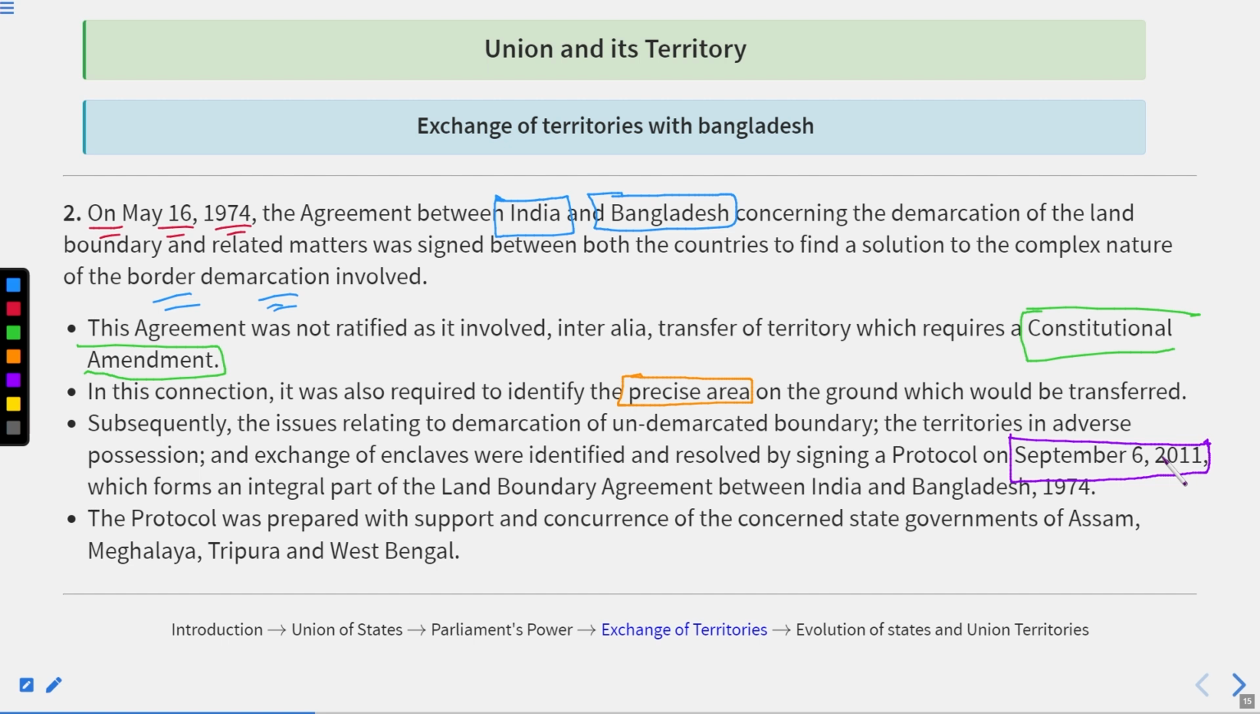All right. So basically, this forms an integral part of the Land Boundary Agreement between India and Bangladesh, 1974. The protocol was prepared with the support and concurrence of the concerned state governments of Assam, Meghalaya, Tripura, and West Bengal. Why? Because these are the states which have borders touching Bangladesh. All right. So that is the thing.